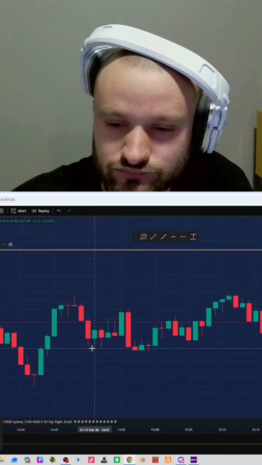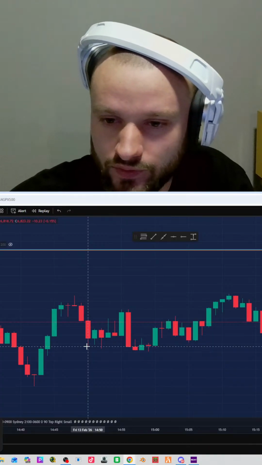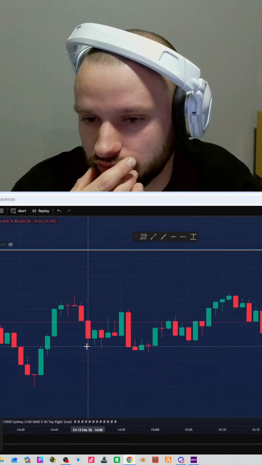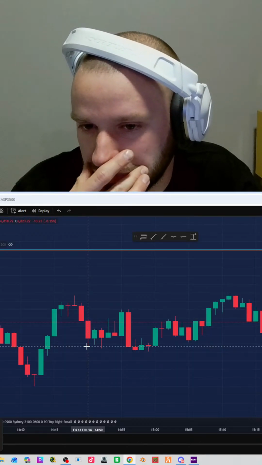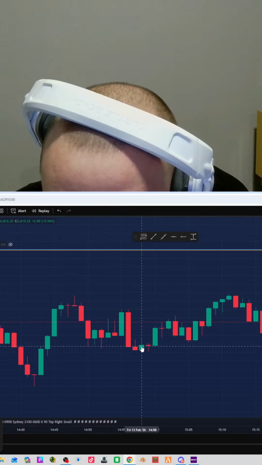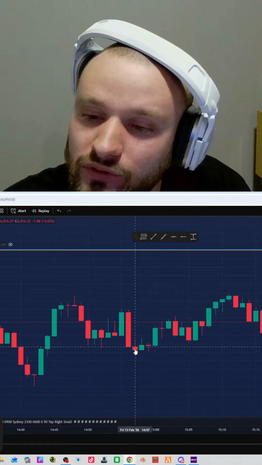Okay. Here's a low. Next one, green. Next one, red. Didn't close under it. Green, red, green. Red closed under it. You see that? Right there. That closed and it went down a little bit.